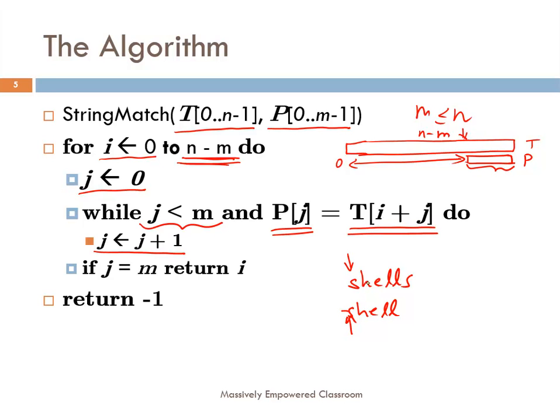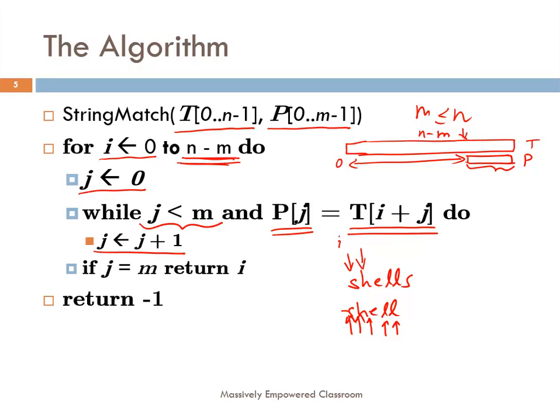Now we only advance j, i remains here, right? j advances to the next one, and P of j is h, and T of i plus j will point to h. They match each other. i remains the same. i is in the outer loop. j keeps advancing, right? And with each advancement of j, we compare the jth character of the pattern to the i plus jth character of the text, and if they keep matching, we keep advancing.